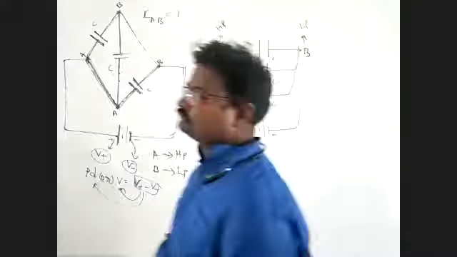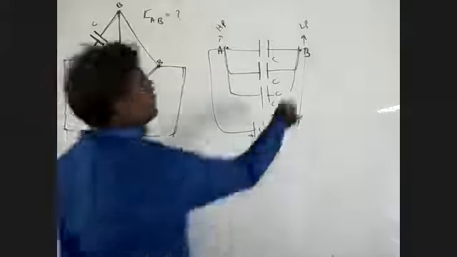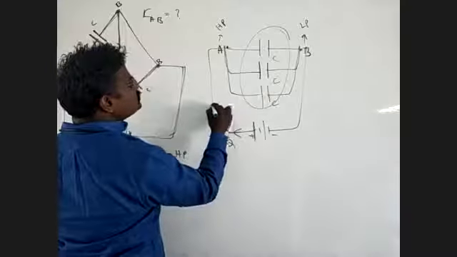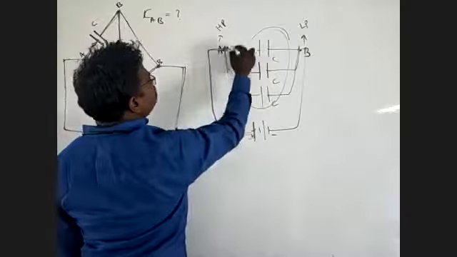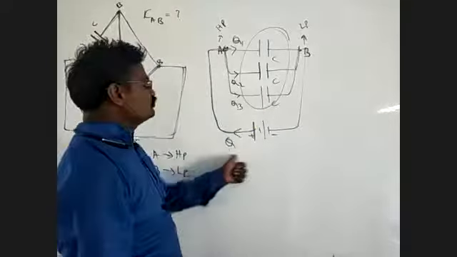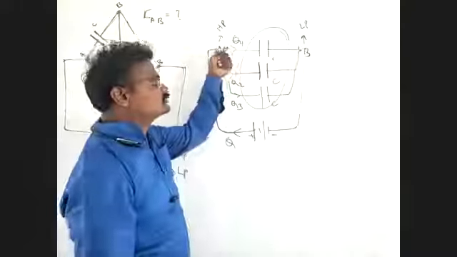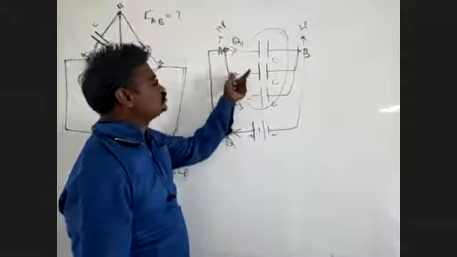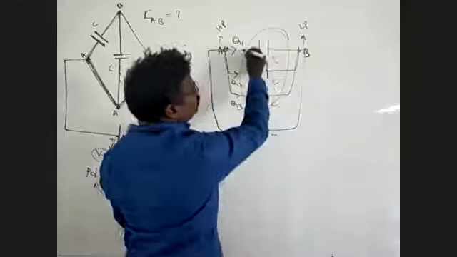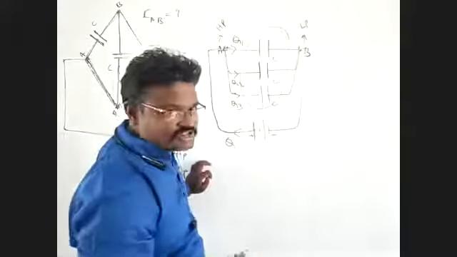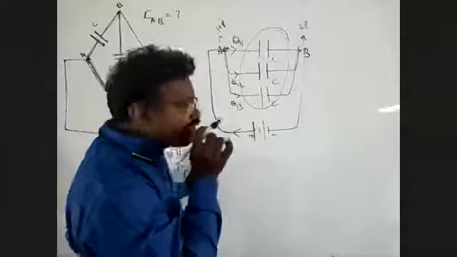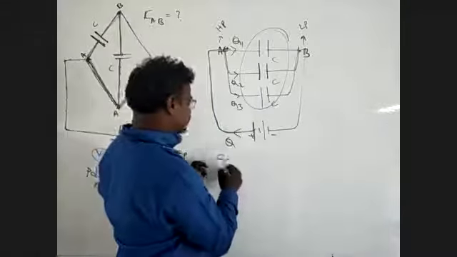All capacitors are the same, so the three are in parallel connection. Now, how can we decide this? The battery gives Q charge. This Q enters the junction point and is divided into Q1 charge, Q2 charge, and Q3 charge. Q1, Q2, Q3 are three different charges for the different capacitors.